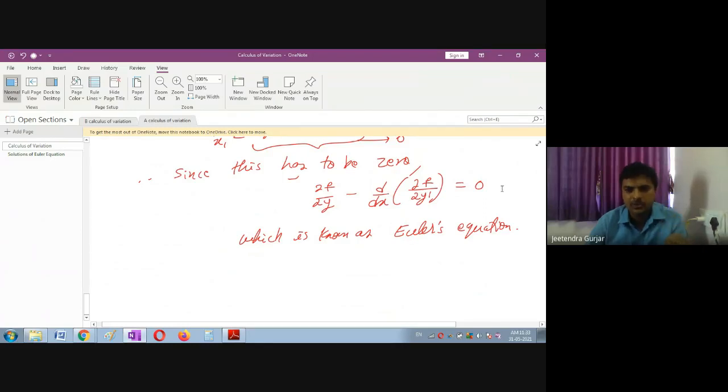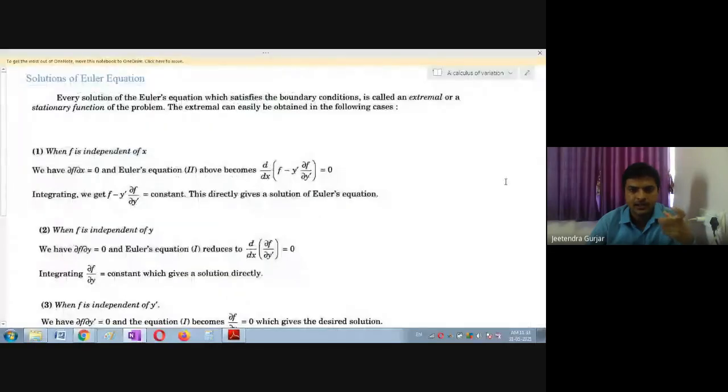By using this only we can solve the different types of examples we are going to solve. Okay, so for this, he says, if you take the boundary condition, then we are going to get extremal or stationary functions of the problem. So extremal can be easily obtained in the following three cases. So please remember, there are three cases.